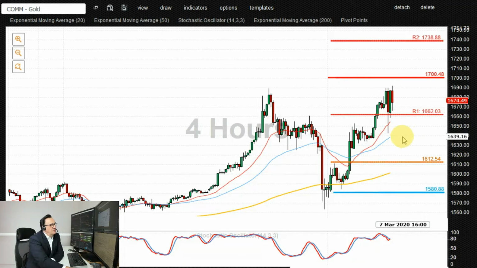Breakout below 1640 would open the way for a deeper corrective move towards 1612, possibly even 1600. The key major level of support is at 1580, 1585.